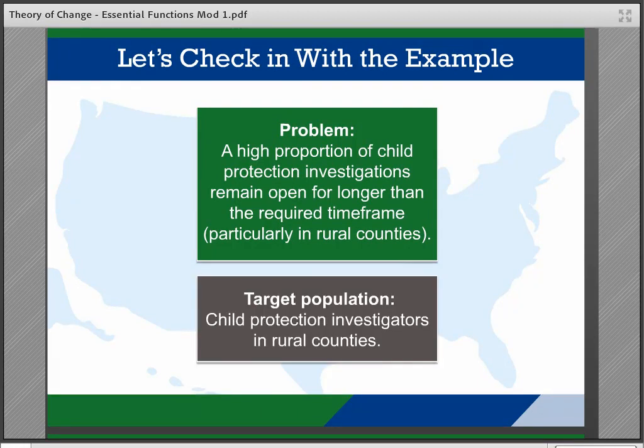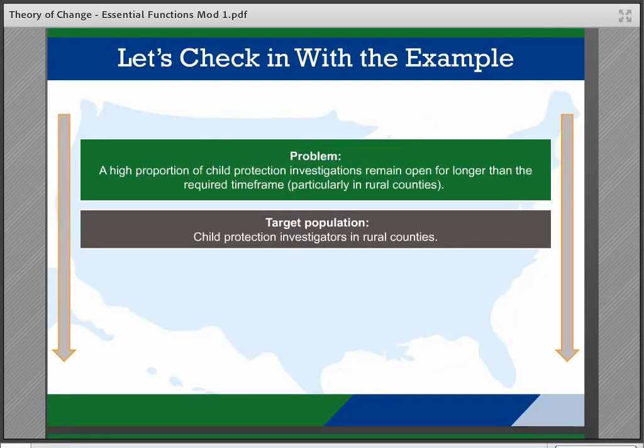The team is able to pull from that information to form the first 2 building blocks for their theory of change. The problem that a high proportion of child protection investigations remain open for longer than the required time, particularly in rural counties, and the target population, which is child protection investigators in rural counties. These 2 pieces create the starting point for a team's pathway to change. Now that the team has gathered information on the problem statement, target population, and has a firm foundation for the theory of change, what might be their next step? The next step is identifying a long-term outcome.